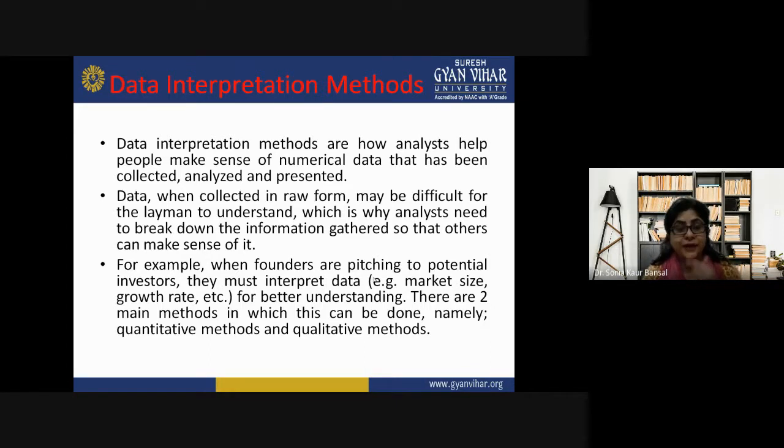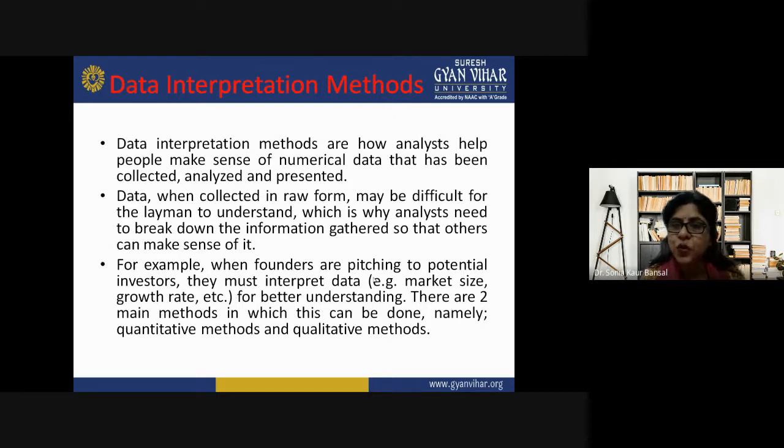The data when collected in raw form may be difficult for the layman to understand. Maybe the researcher understands it while doing the research steps, but a common man cannot understand that numerical presentation, or such a huge sample size, which may be more than 500 or maybe 700-800. It is not easy to understand. That is why analysts need to break down the information gathered so that others can make sense of it.